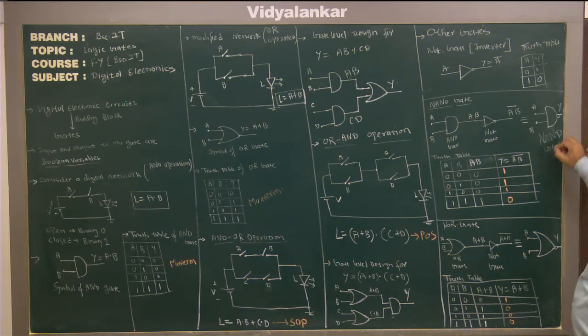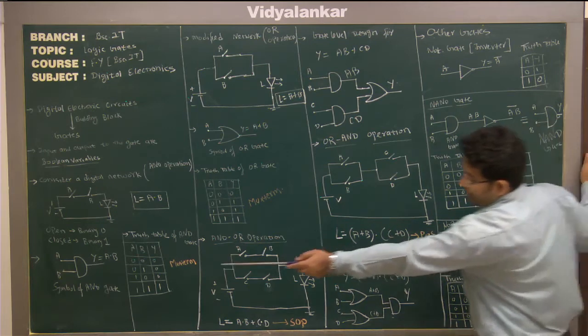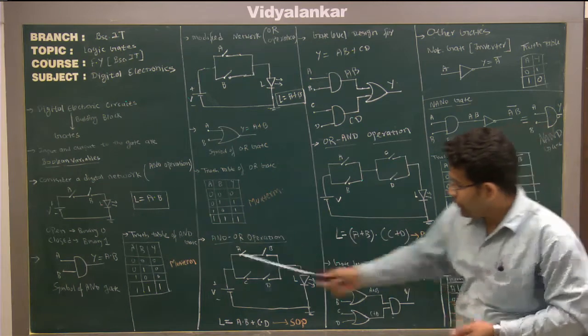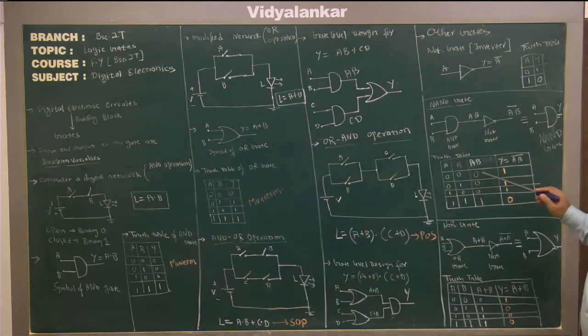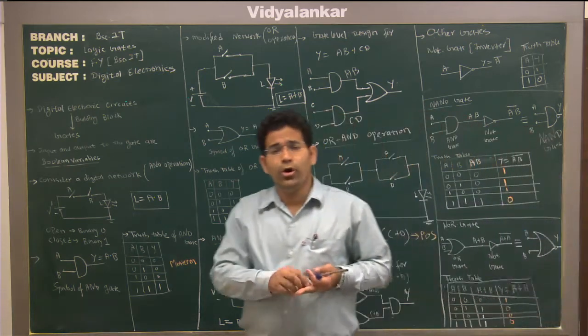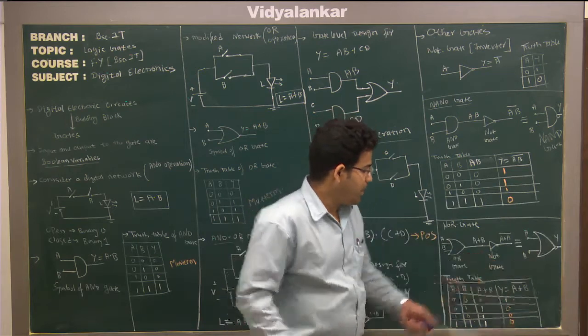Now if I draw the truth table, see A B, this part is same as AND gate, just inverted. So it was 0, 0, 0, so 1, 1, 0. Complement of this. Similar way, I can have NOR gate, that is OR plus NOT.